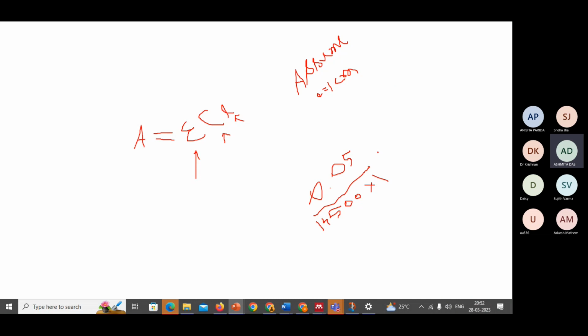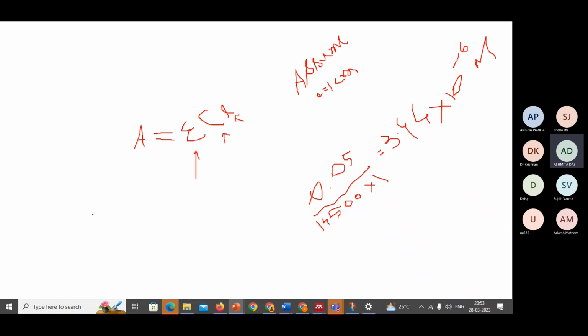Okay, the correct answer is 3.44 into 10 to the power minus 6. What will be the unit? What concentration unit should be applicable here? The unit will be molar.